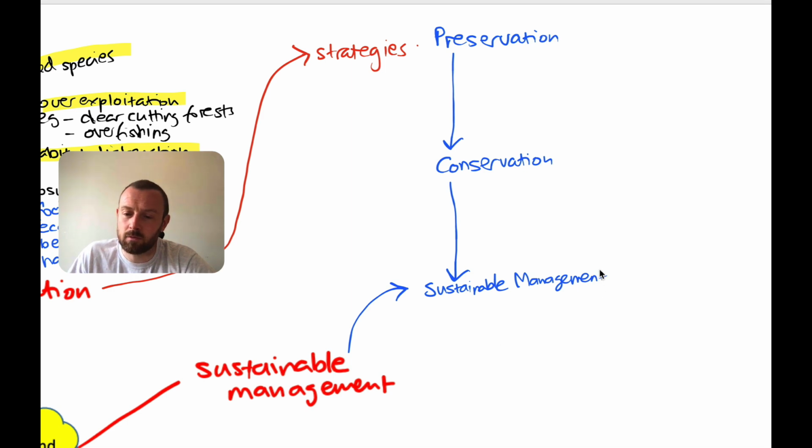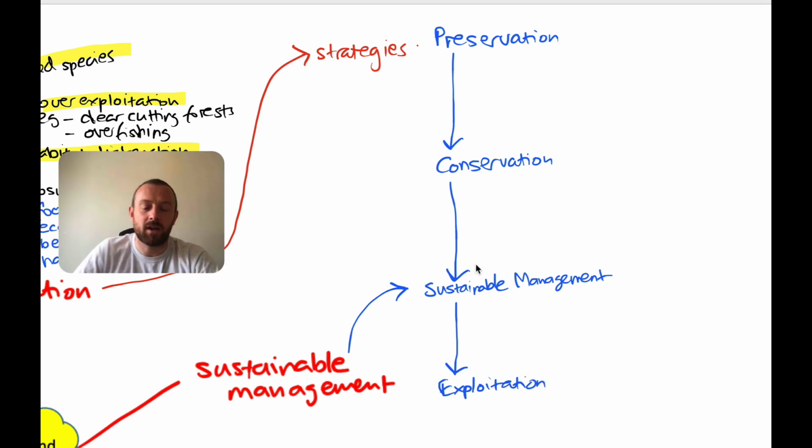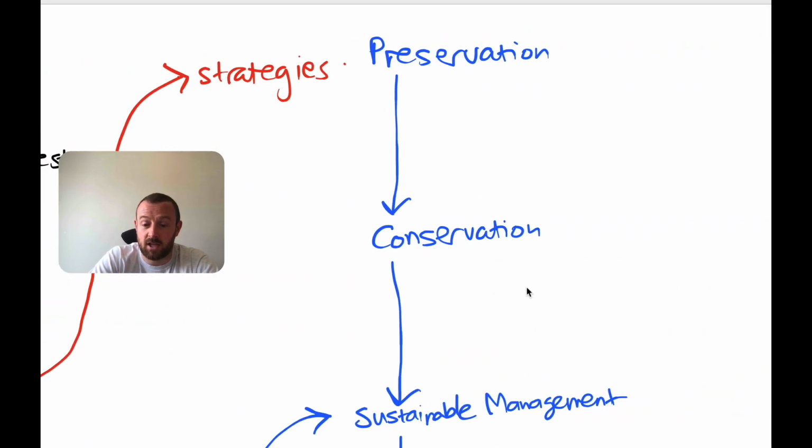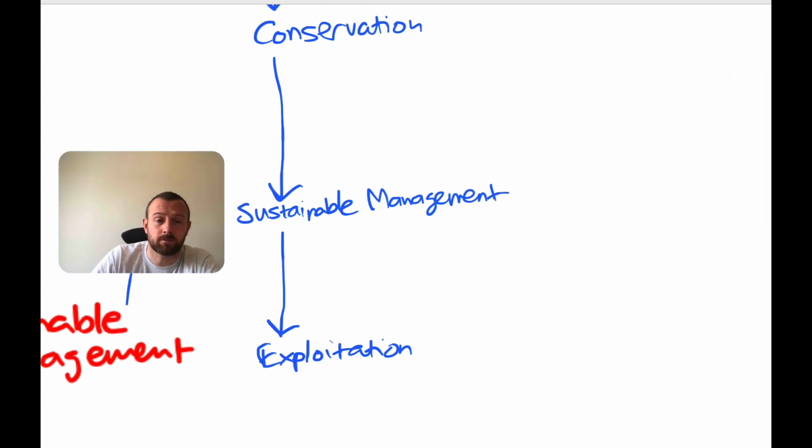And then if we go beyond on the scale, we go into exploitation. Now we don't want to go into this. Exploitation. We don't want to go into this zone. Okay, so exploitation, let's first define exploitation. Okay, so exploitation down here is unsustainable use.